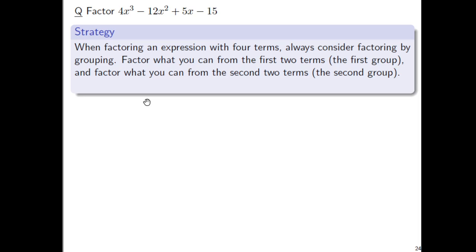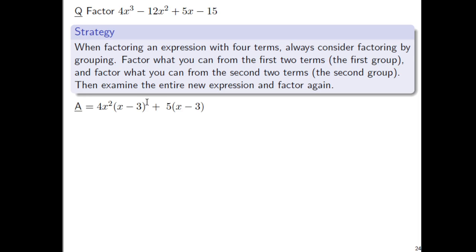What you do is you factor what you can from the first two terms, that would be the first group, and then factor what you can from the second two terms. Then examine the entire new expression and factor again if possible. So out of the first two terms, you can factor out a 4x squared. Out of the second two terms, you can factor out a 5.